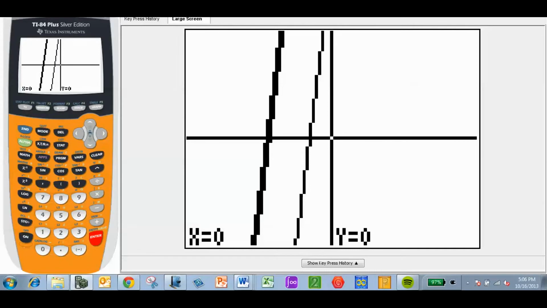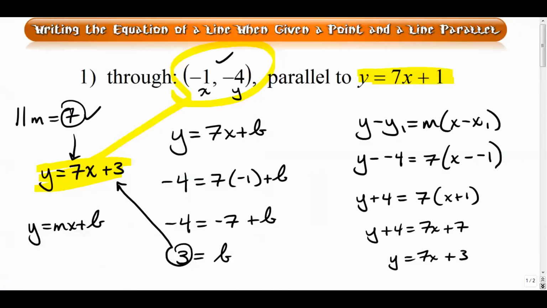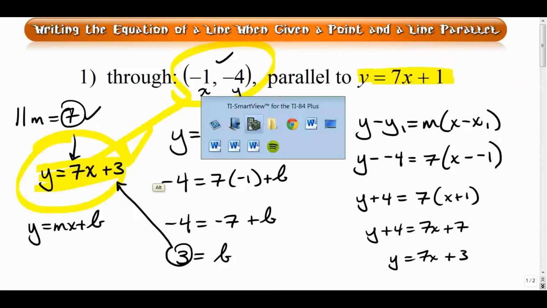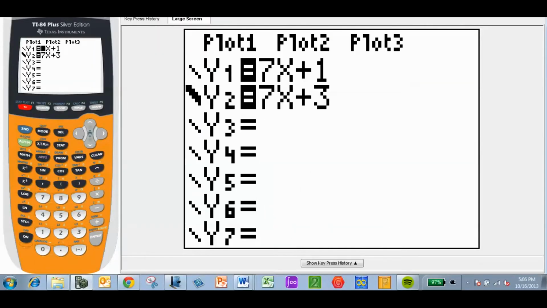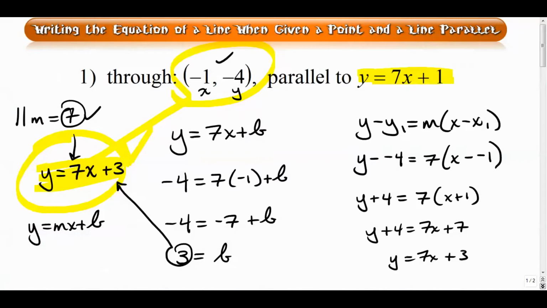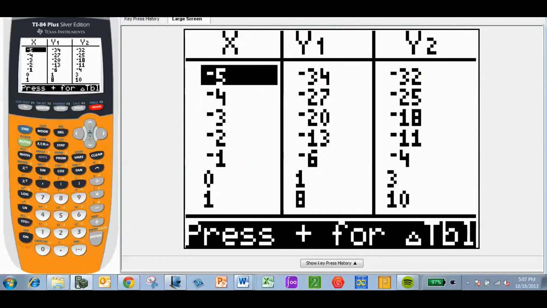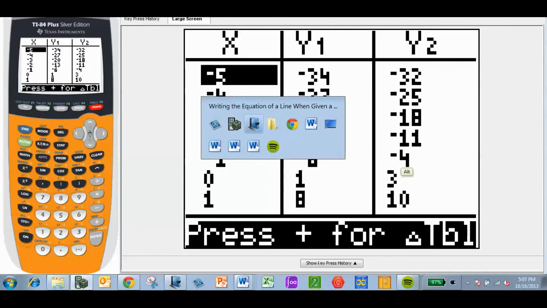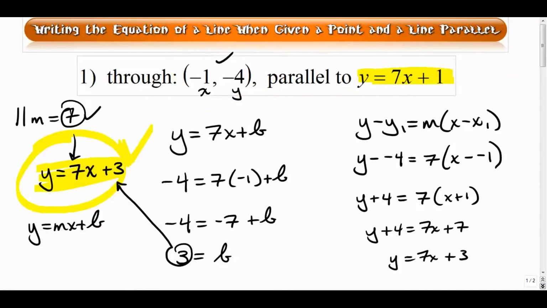Now we want to see if the point -1, -4 is actually on this graph down here, 7x plus 3. In our calculators, y sub 2 was 7x plus 3. So we go over to our table and when x is -1, y sub 1 gives us -6, but we want to know about y sub 2. Y sub 2 is the one that we just found, 7x plus 3. And sure enough, -1, -4 exists on that graph.